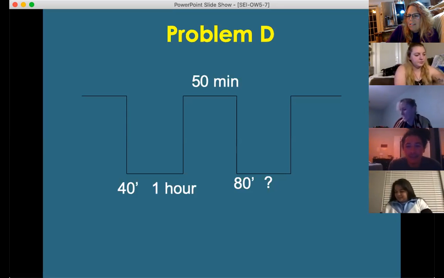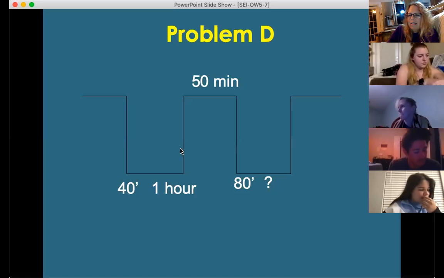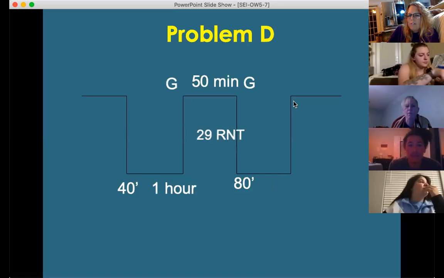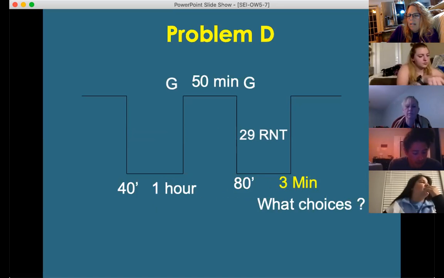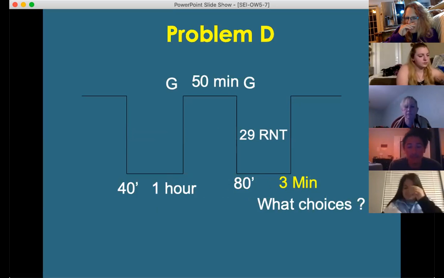Why do you think that is? What's wrong with this problem? What's wrong with the picture of our first dive is 40 feet, our second dive is 80 feet? They should have done the 80 feet first. Exactly. And so there aren't a lot of options, right? I mean, we might have some other choices. What could we do if this really was our dive profile? What could we do to make it better?